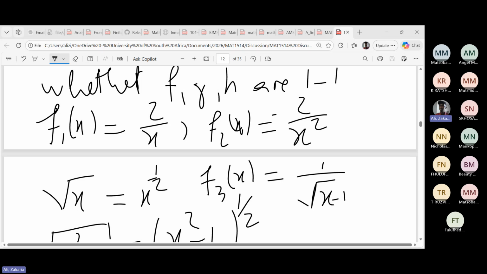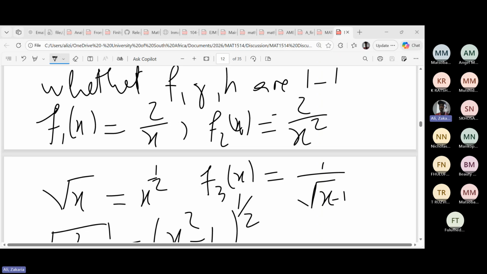Okay, so any issues, guys, about functions? It should be straightforward. By just looking at the graph, you should be able to determine, using either the vertical line or the horizontal line, whether this graph is actually a one-to-one function or not.